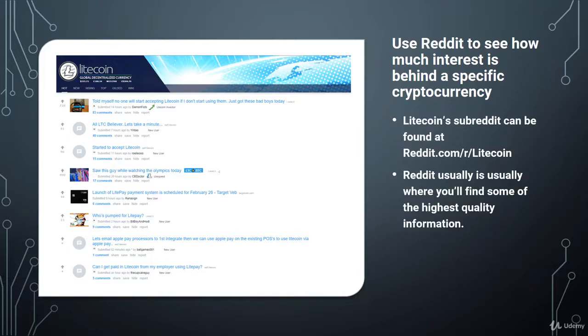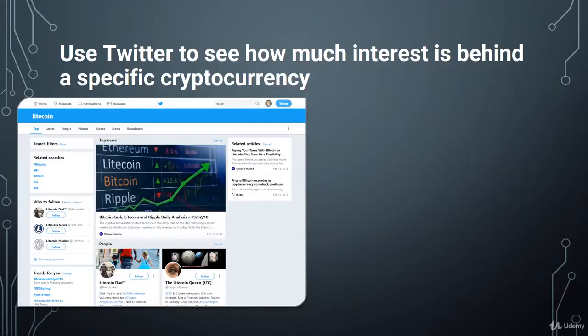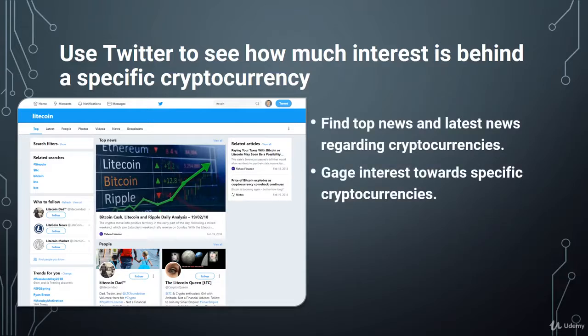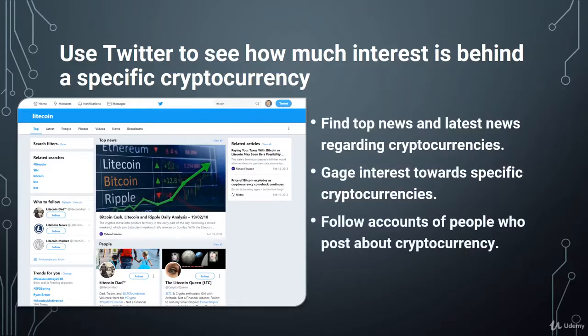Subscriber numbers on the subreddit aren't necessarily as important as how much recent activity there is, but if a coin subreddit seems dead or inactive, then the coin is probably inactive and we probably won't be seeing any major price increases in the future. Next, I go to Twitter and I search for the name of the coin to see if people have been recently tweeting about it. It also never hurts to follow and connect with people who seem knowledgeable in the cryptocurrency that you're interested in.